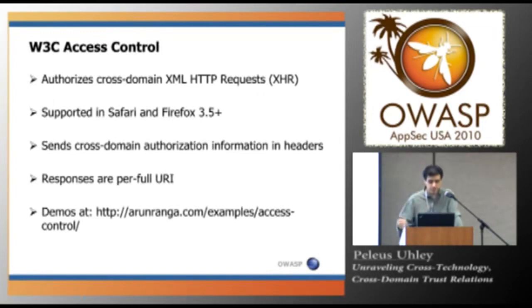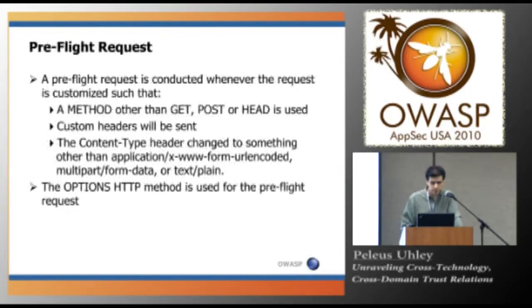But it allows you to send cross-domain requests, and the responses are per URI. So if you're familiar with Flash's cross-domain model, we allow you to do things down to the directory level. With W3C access control, everything's sent back in headers. So you can actually set the permissions on a page-by-page basis based on the headers that get returned by that particular page. And if you want to see demos of it, I provide a URL where someone has demos of all the different access control requests.